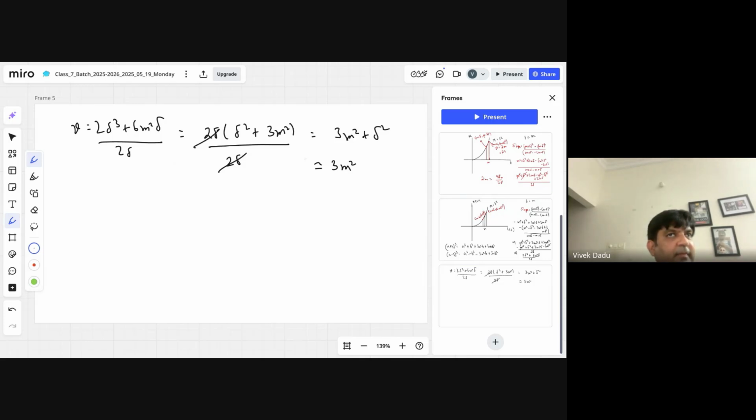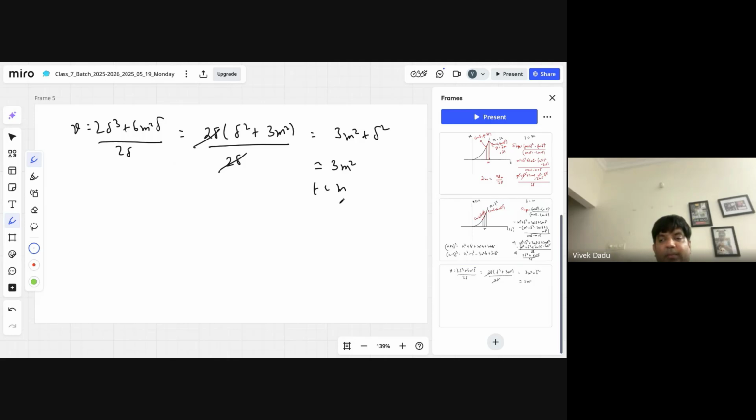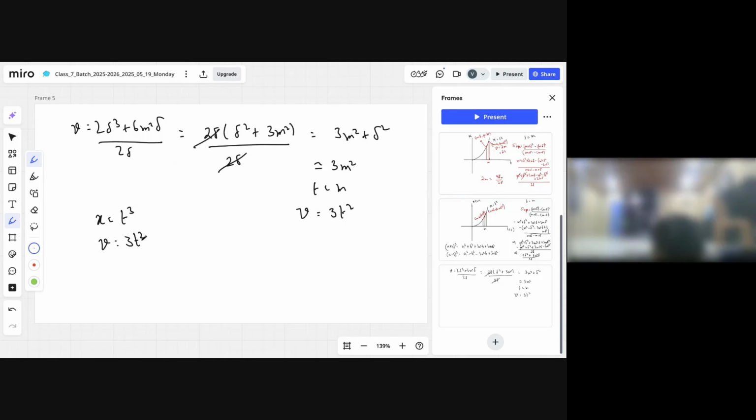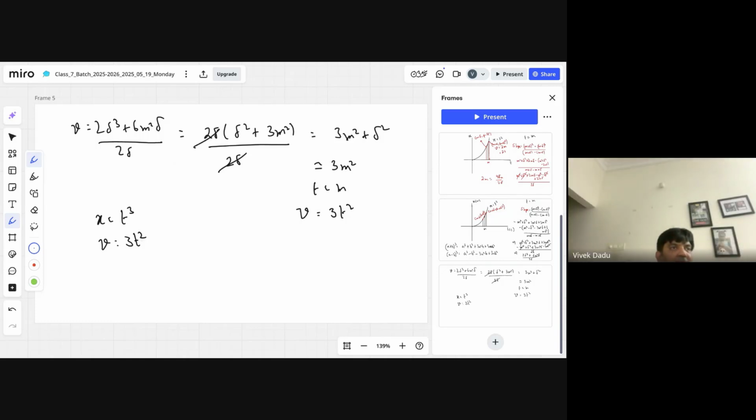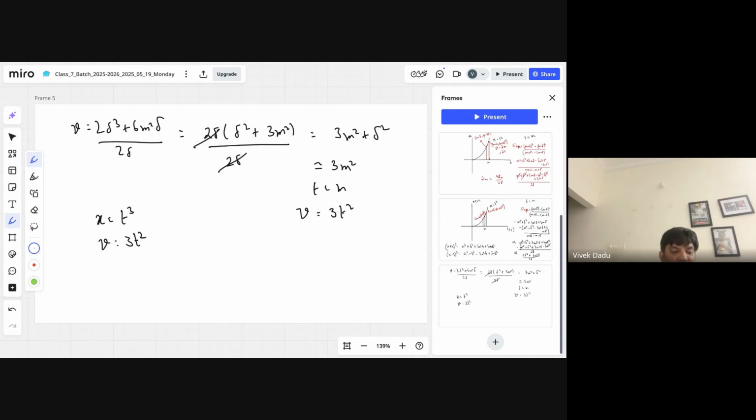And t equal to m, so it's 3t square, can we say? So x equal to t cube, what is the velocity formula? The 3t square. Oh, so if t to the power of 4, is it 4t cube? You are catching the pattern.